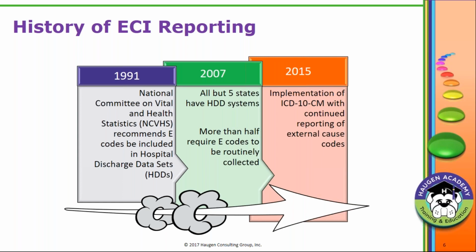So by the year 2007, which was, wow, already 10 years ago, all but 5 states had hospital discharge data sets, and more than half of those states required E-codes to be routinely collected.